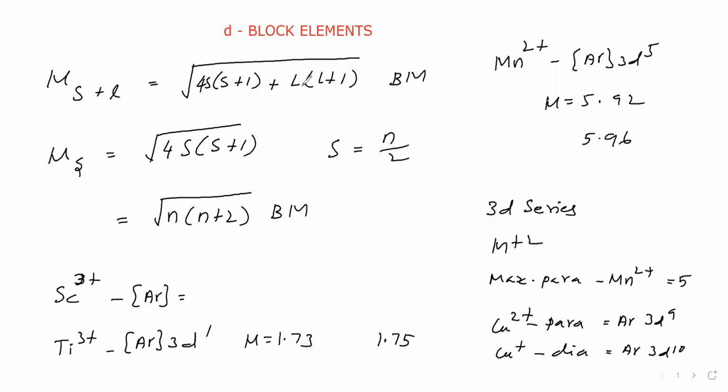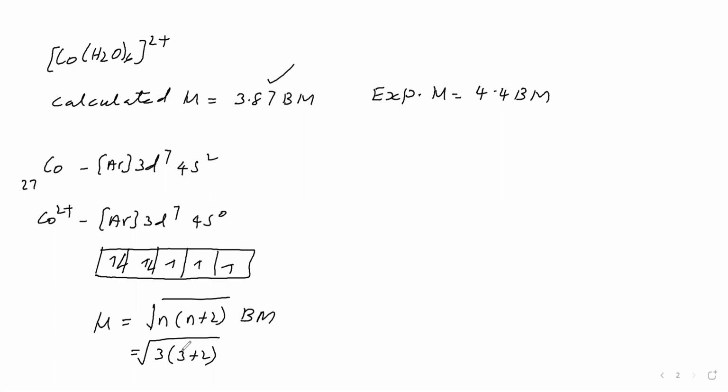In most cases, the orbital contribution of the magnetic moment is negligible. So we neglect it and take only the spin contribution, and we get the formula square root of n into n plus 2. This is the formula we use for calculating, and as per that, we got this value.